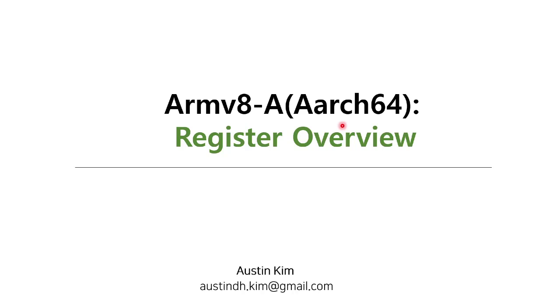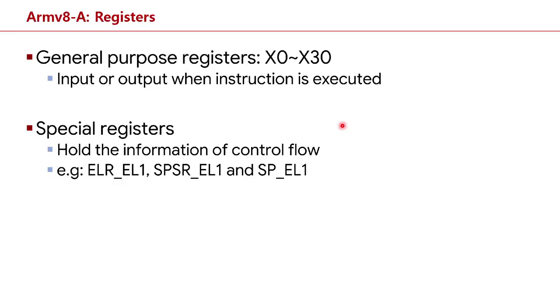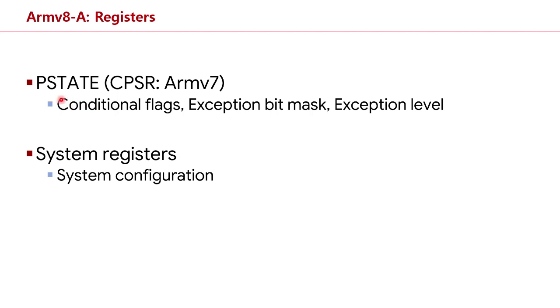So now it's time to learn about the types of registers in ARM version 8 architecture. If you refer to the ARM reference manual, you're going to see the types of registers in ARM version 8 architecture. The first type is general purpose register, the second one is special register, and the third one is p-state. But p-state is not a register, and it is not described as a register in the reference manual, but it just acts like the CPSR register in ARM version 7 architecture. So this could be considered another type of register. And the last one is system register.